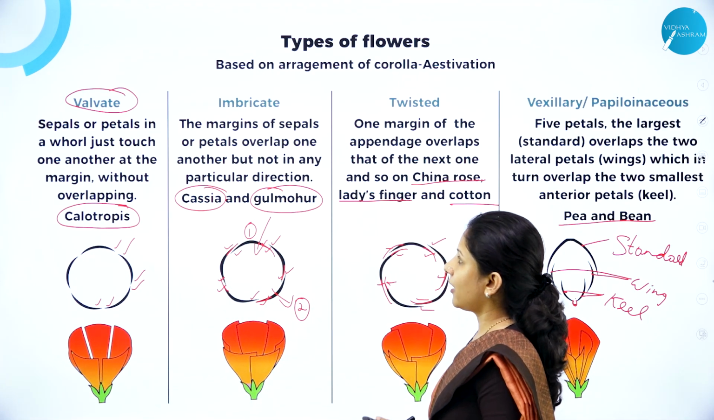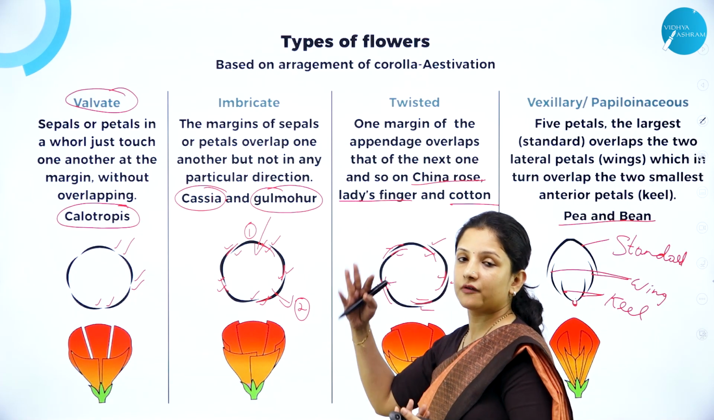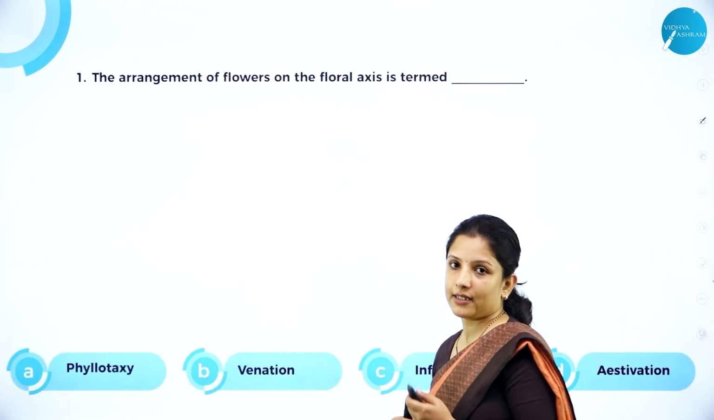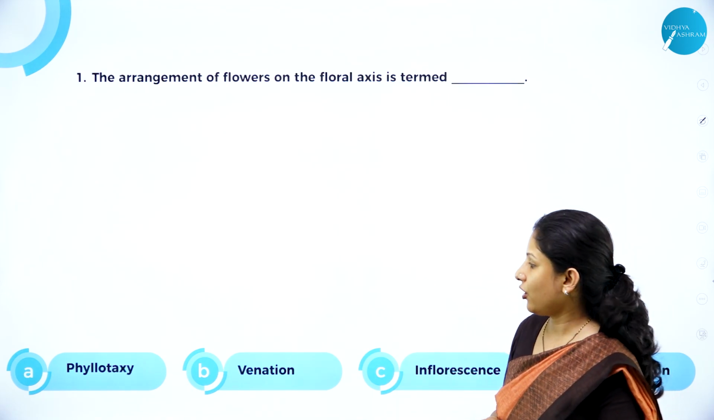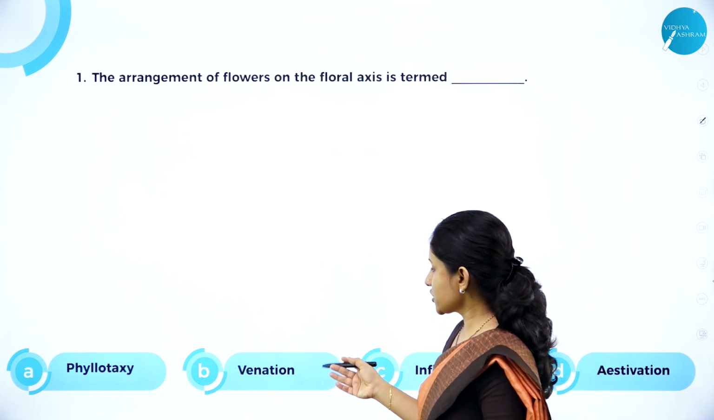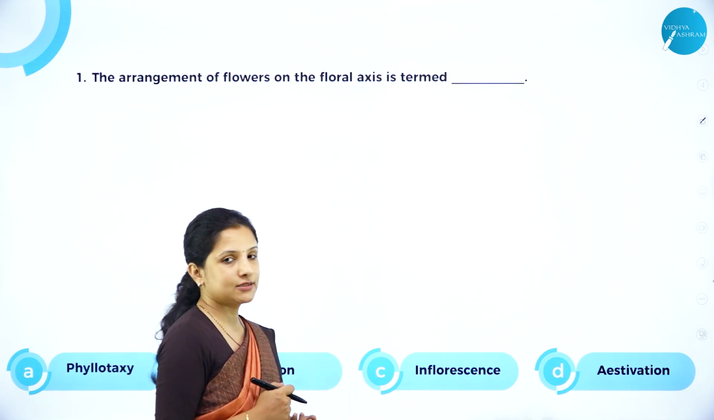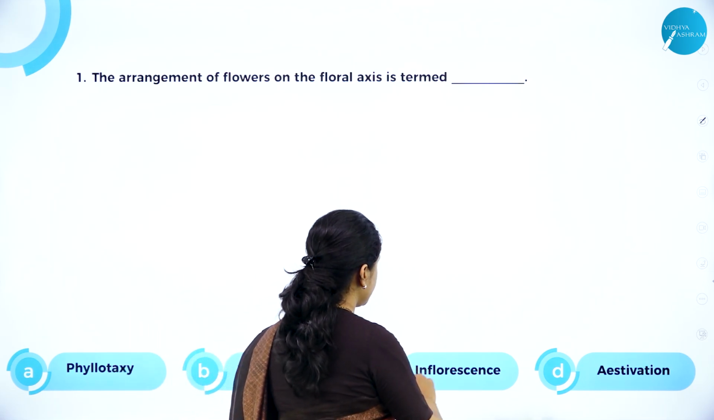So now we know about the parts of the flower, and how flowers are named based on arrangement. So we shall move on to studying the MCQs. The arrangement of flowers on the floral axis is called phyllotaxy? No, phyllotaxy is the arrangement of leaves. Venation is the arrangement of veins on the leaf. Inflorescence is actually the arrangement of flowers on the floral axis.